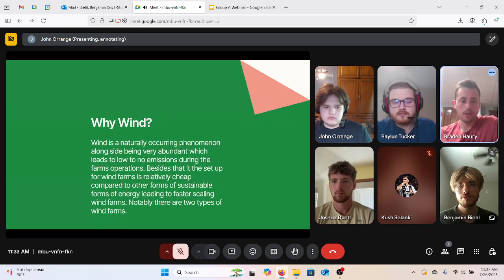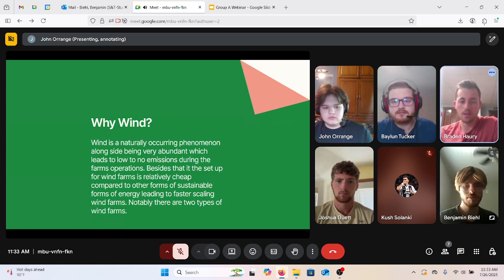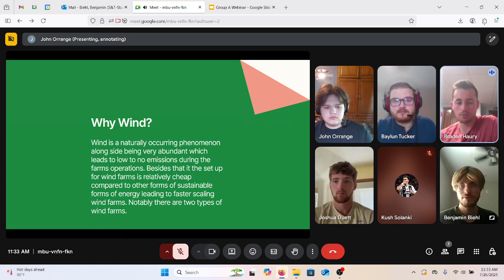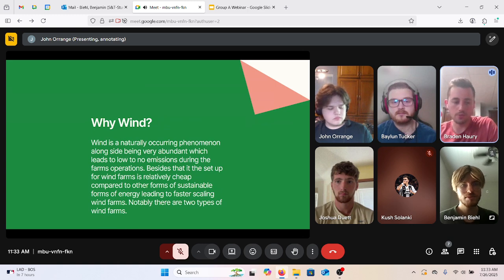So why? Wind is a naturally occurring phenomenon alongside being very abundant, which leads to low to no emissions during the farm's operations. Besides that, the setup for wind farms is relatively cheap compared to other forms of sustainable energy, leading to faster scaling of wind farms. Notably, there are two types of wind farms.